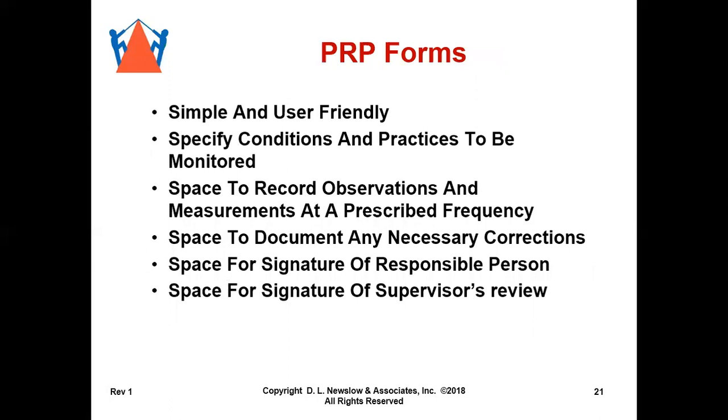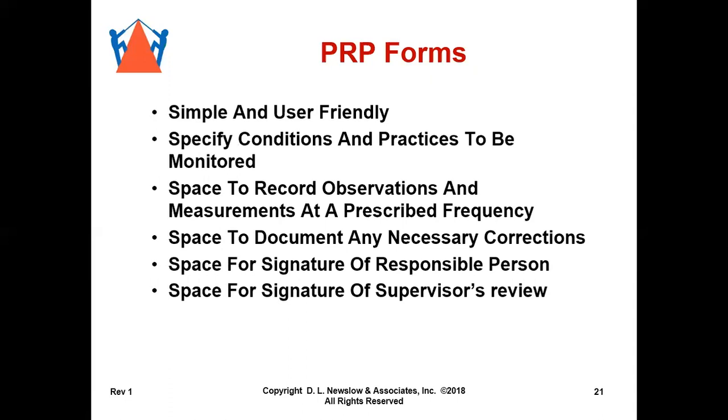So forms should be simple and user-friendly. Specify conditions and practices to be monitored. Have a space to record observations and measurements and comments. Be sure it's done at the prescribed frequency. Record the actual observation. For instance, if you want the temperature to be between 105 and 110 Fahrenheit, and you read the temperature, write it down. Don't just put a check mark or a pass or fail, right? If it's 106, say it's 106. That way, write down the actual figure.